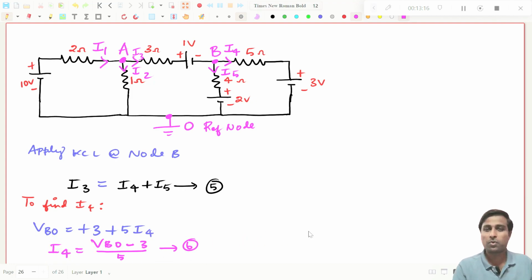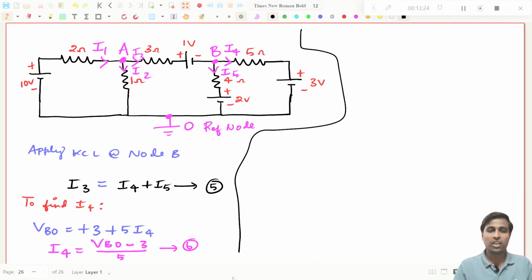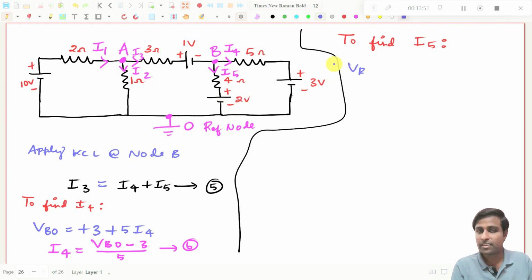Now what do you need to do? You need to find what is I5. That is the next thing you need to do. To find I5, you can travel in this way to B. From O to B, we can cover I5. So you write again VBO. Simple. Start from this point, go in this way.